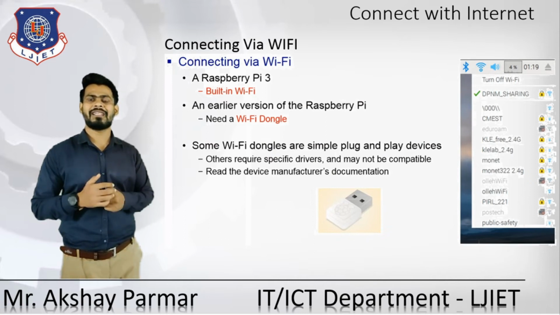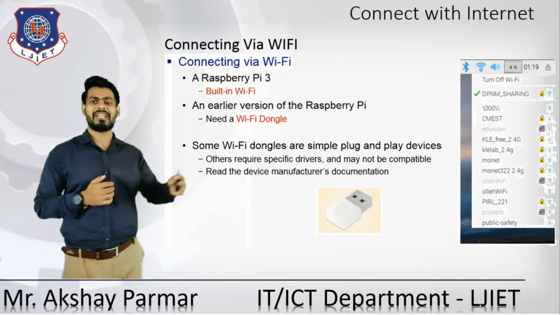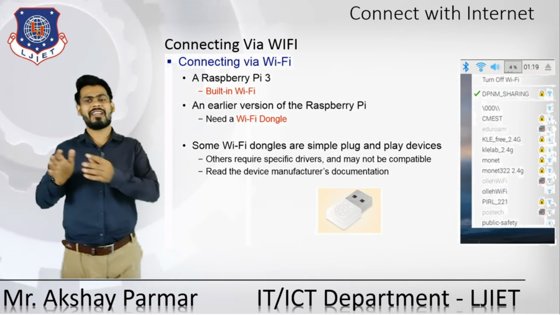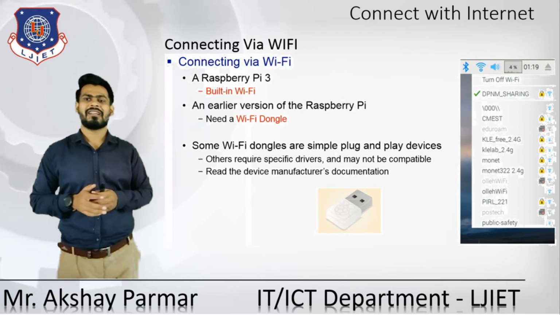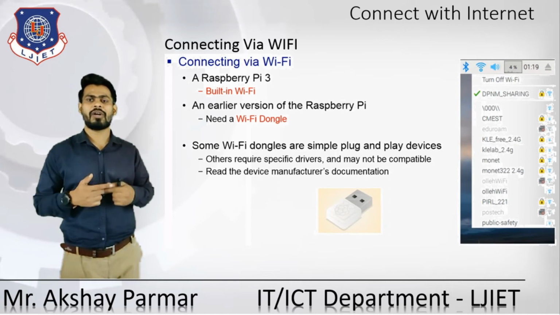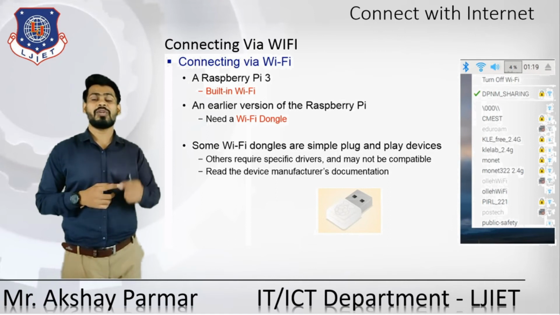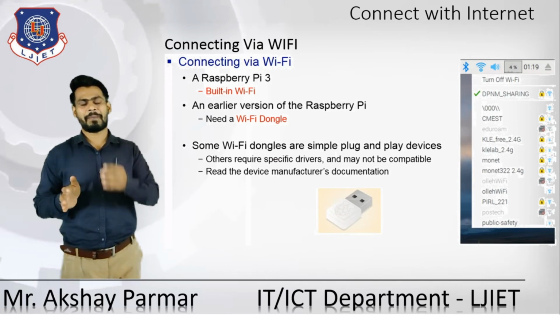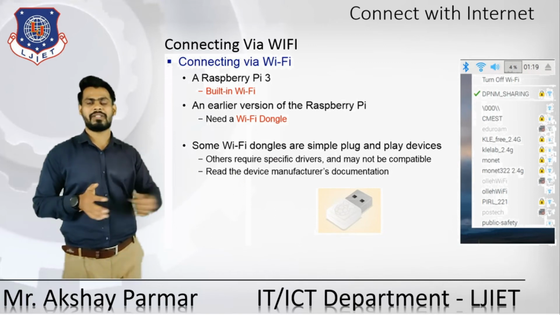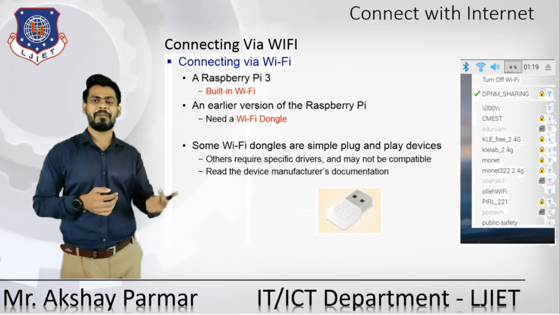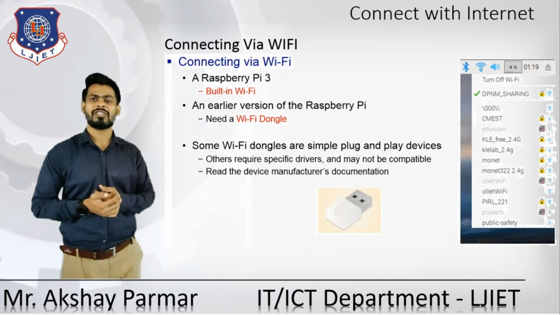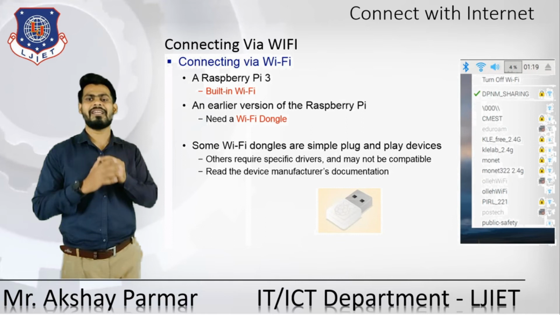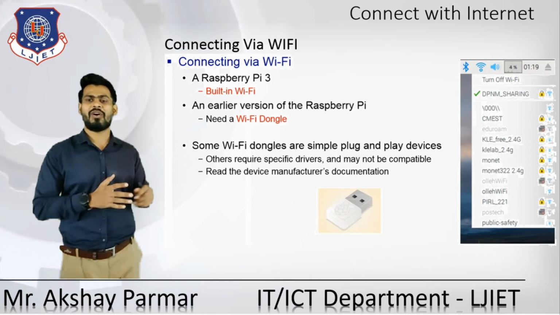A Raspberry Pi has built-in Wi-Fi connectivity. In earlier versions of the Raspberry Pi, if you wanted to connect to Wi-Fi, you needed a Wi-Fi dongle. But from the Raspberry Pi 3 and above, there is inbuilt Wi-Fi connectivity, so you don't need any additional Wi-Fi dongles.